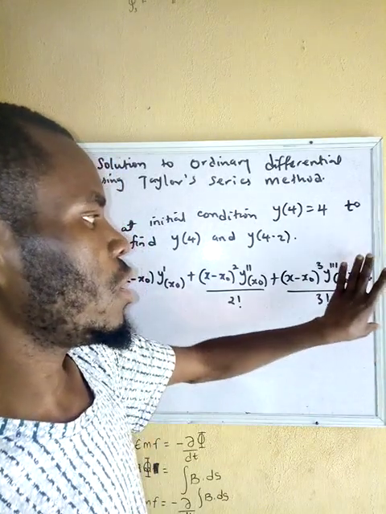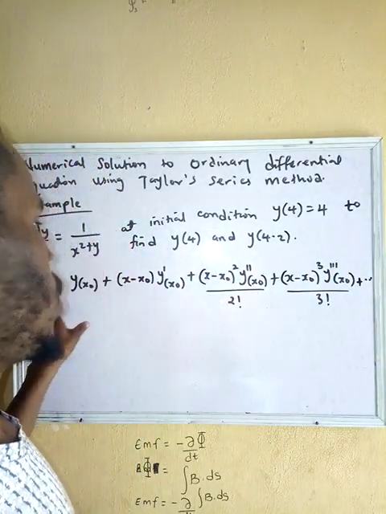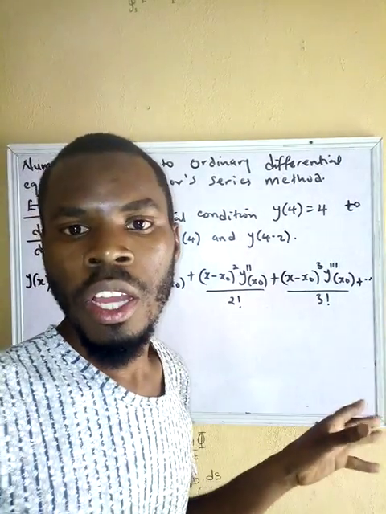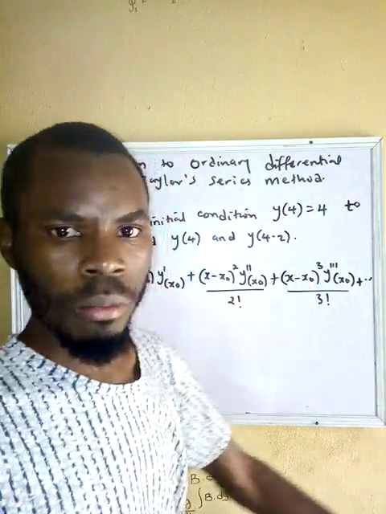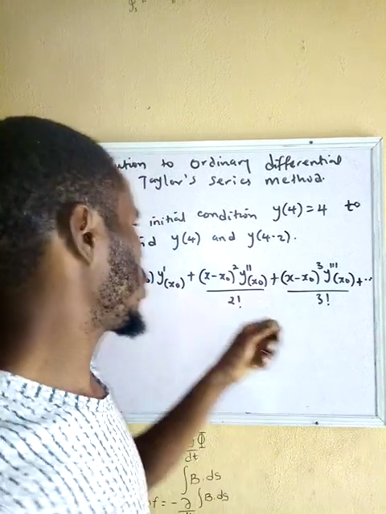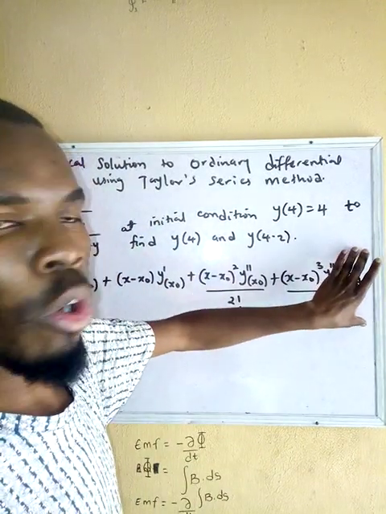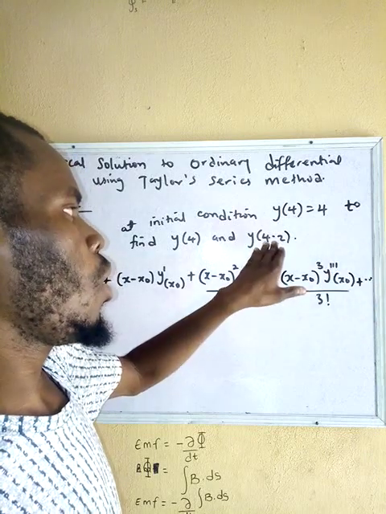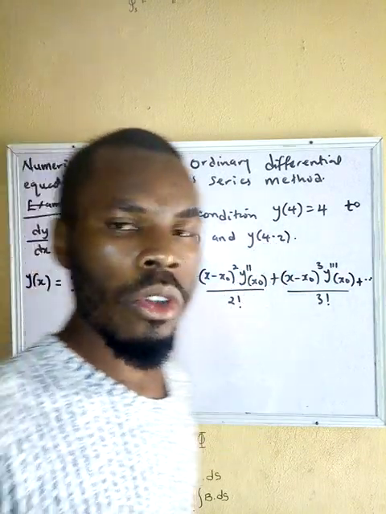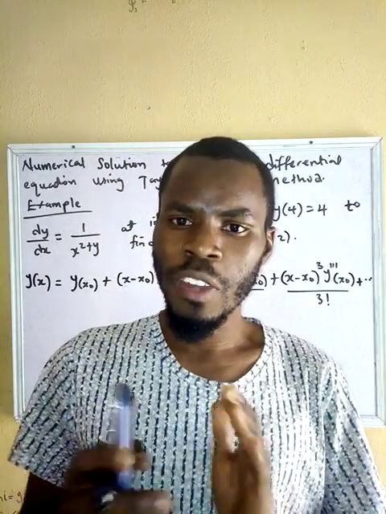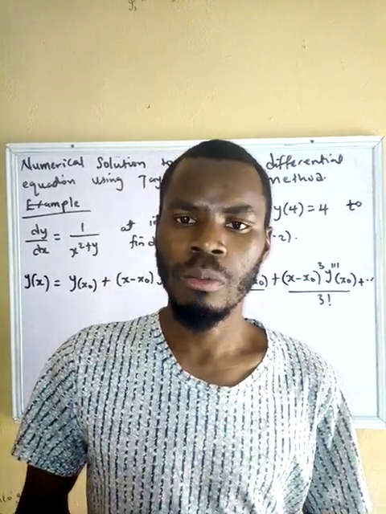Then we are going to put it into this equation so that we can obtain the general solution in order to find any other problem that is attached to the question, meaning that we can easily find y of 4 and y of 4.2 if we have obtained the general solution. So I want you to sit back and relax while we find the solution to this problem.